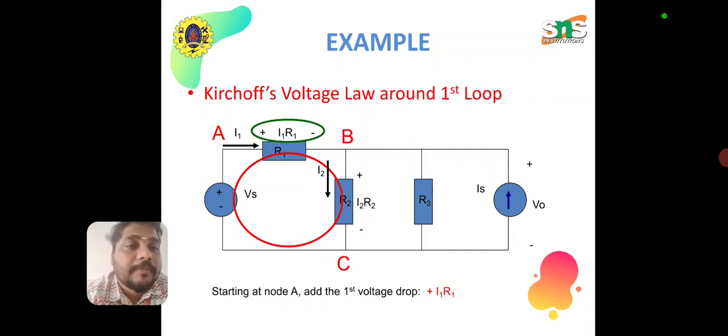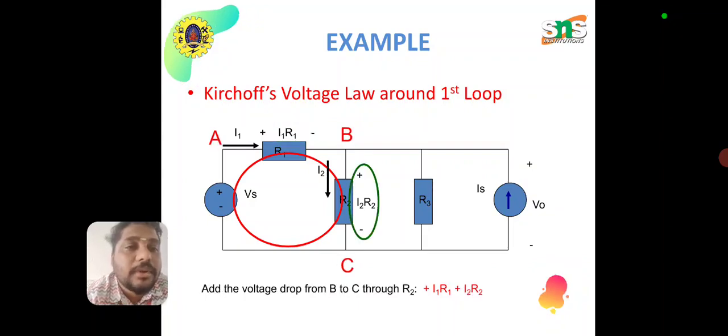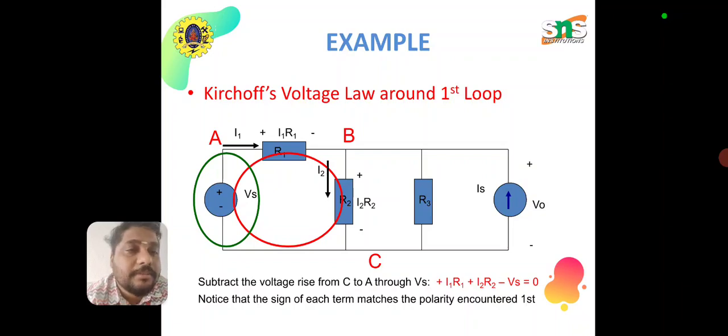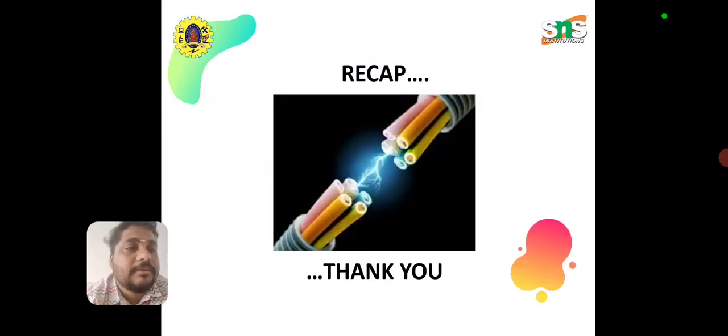So here, starting at node A, add the first voltage drop, that is I1 R1, then add the second drop, that is I2 R2. According to Kirchhoff's voltage law, subtract the voltage rise from C to A through Vs, so I1 R1 plus I2 R2 minus Vs, the voltage source, equals 0. Notice that the sign of each term matches the polarity encountered first.